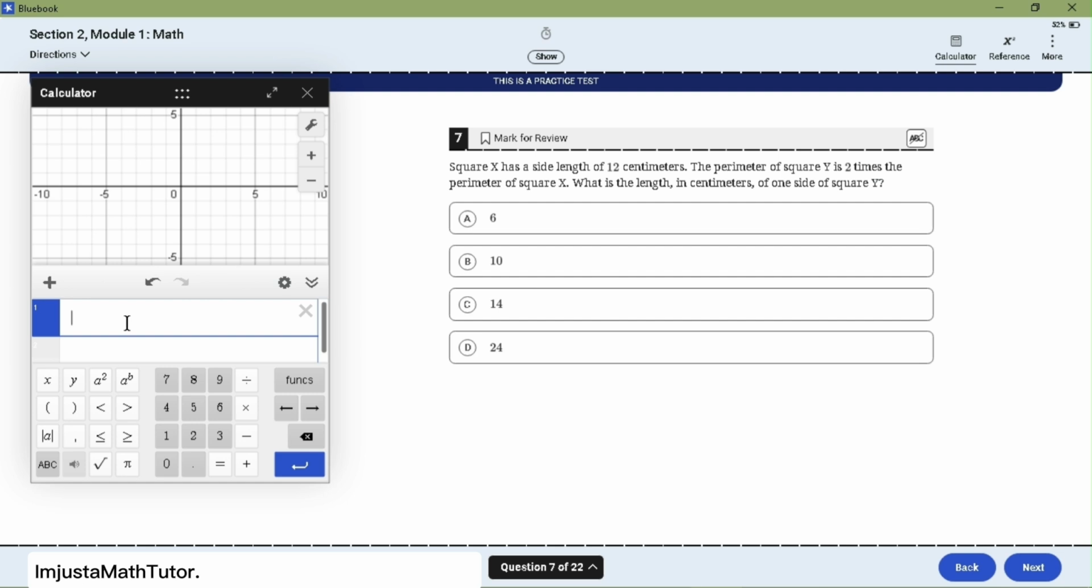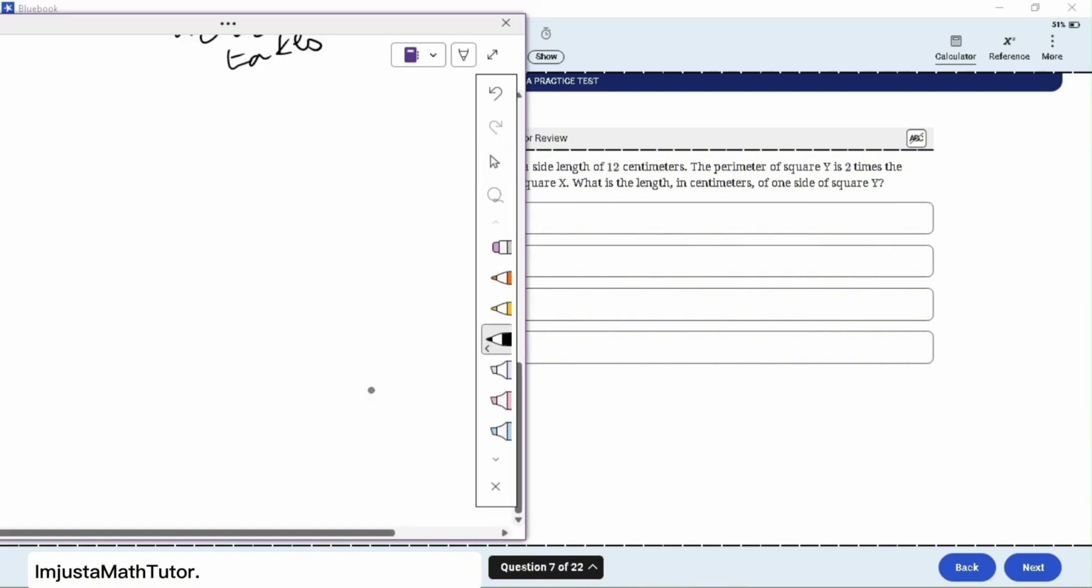So we know that the perimeter of a square is 4 times the side length of a square. So let's calculate the perimeter of square X. It's 4 times 12, which equals 48. And we know that Y is 2 times that, so let's multiply that by 2. Now we get the perimeter of square Y. We just have to find now the length.